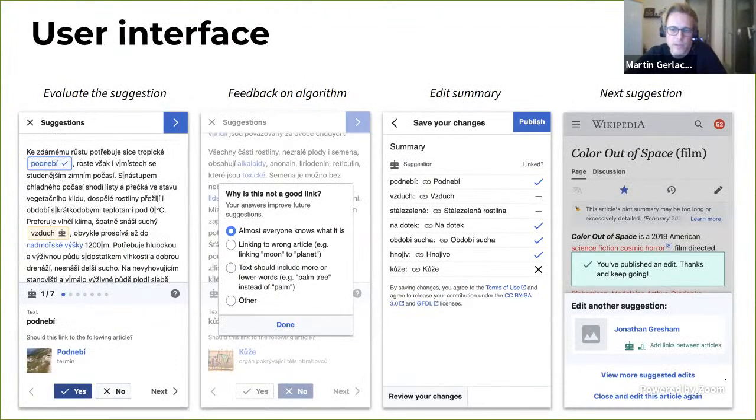This is the actual user interface that the growth team produced, where you see the link recommendations produced by our model. The editor or the newcomer gives feedback on those recommendations, so they can accept or reject the recommendations. They can give additional feedback. They receive an edit summary, and most importantly, these edits are then saved as proper edits, just like a normal edit that you would do with freeform editing.